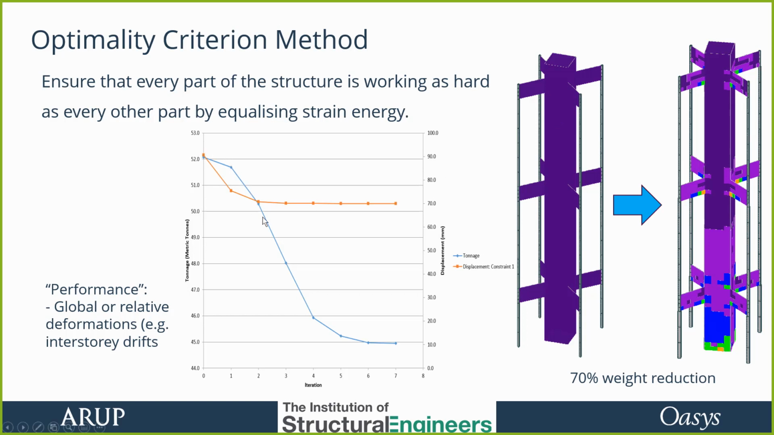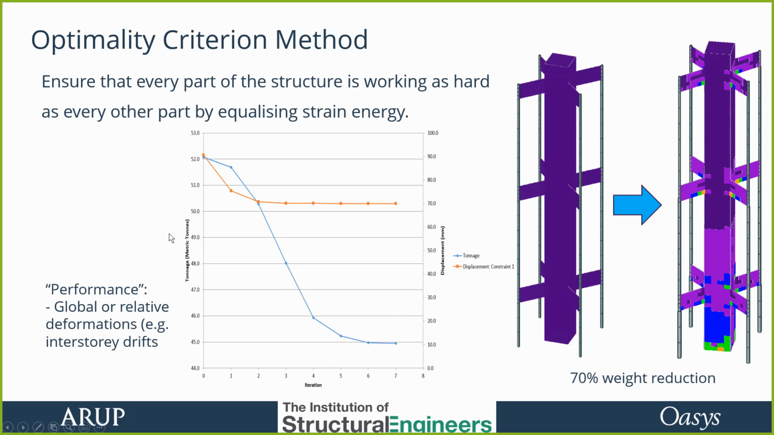And you see the blue line is the tonnage and the orange line is the displacement. So they're achieving their target displacements whilst reducing the tonnage. If you just look at strength, what you tend to find is deflections get too large, and then you have to boost up the materials to get them back again, and it can be quite tricky.